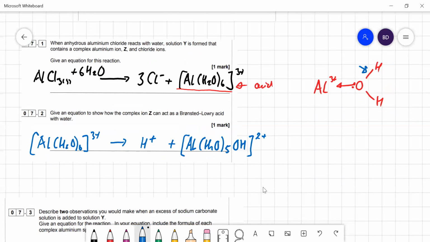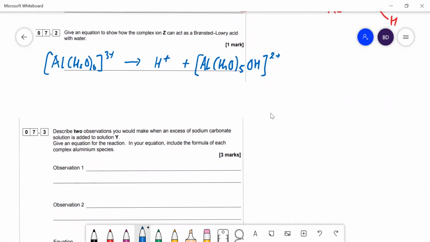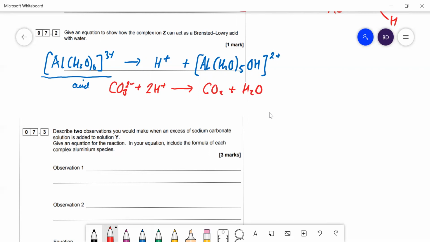Describe 2 observations you'd make when excess of sodium carbonate solution is added to solution Y. So we've got this species here. Now this is an acid, and of course the carbonate ion is a base. It can accept 2 protons, and it will become carbon dioxide and water, so you're going to see fizzing. Don't forget, it's only the 3+ ion complexes that are strong enough acids to do this. The 2+ ones are not strong enough acids to do it, and you don't get CO2, you don't get fizzing, and so on. Okay, so observation 1 is you're going to get CO2 forming.